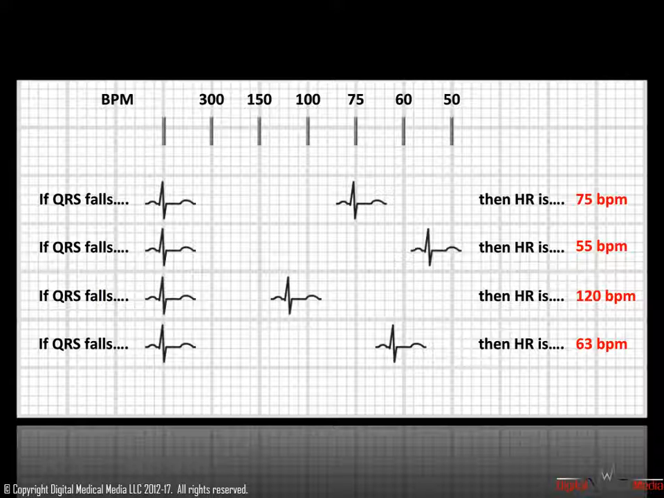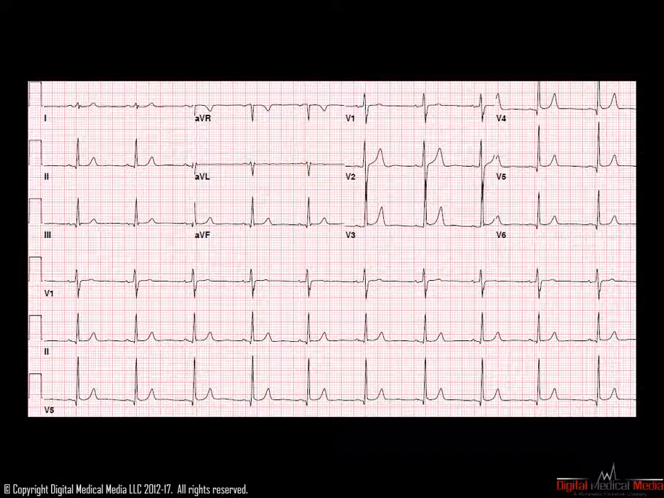You have to memorize these numbers: 300, 150, 100, 75, 60, 50, and then 43 is the next one if you're interested. Once you have these numbers memorized, a very close approximation of heart rate can be determined with a quick look on any 12-lead ECG that is regular. Let's now turn our attention to some actual ECGs in order to apply what we have learned.